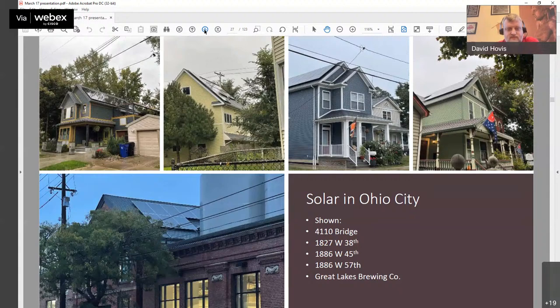Now, there aren't quite as many examples of solar in Ohio City, but there are some. Some of these aren't in the historic district, but the one in the upper right, 4110 Bridge, definitely is. The solar panels in that case are clearly visible from the street and all the way up to the front of the house, which, in my case, the Landmarks Commission was objecting to for some reason, but here it was approved. We also have, at our local treasure, Great Lakes Brewing Company, solar. Top left is also a new construction house in our neighborhood with, again, solar coming all the way to the front edge. So next slide.